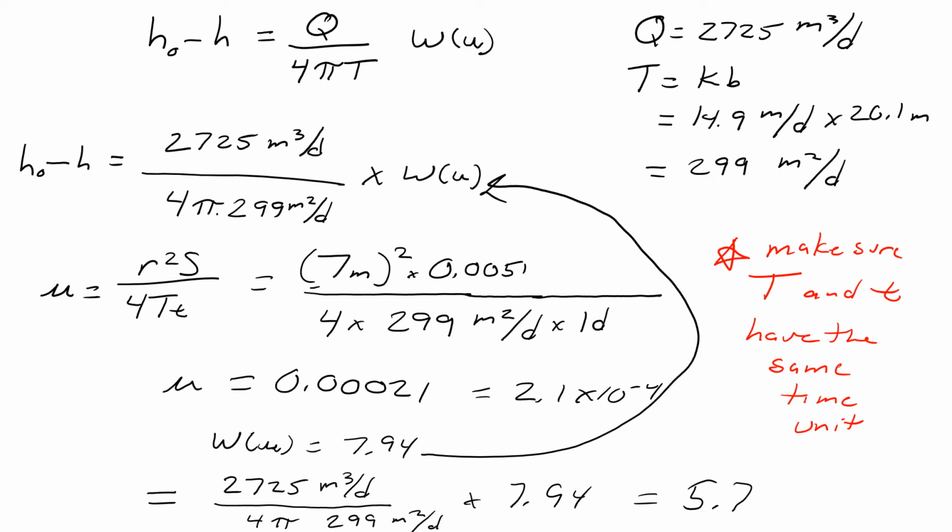Take a look at your units. You have meters cubed per day on top, meters squared per day underneath. That leaves you with meters. Okay? That's how you use the equation. The hardest part, calculate U, then find W sub U, and stick that number back into the original equation. And then you just multiply stuff out. All right, I'm going to give you one more problem to do. Any questions on this? Any part that you got hung up with that you don't understand how to go through it?